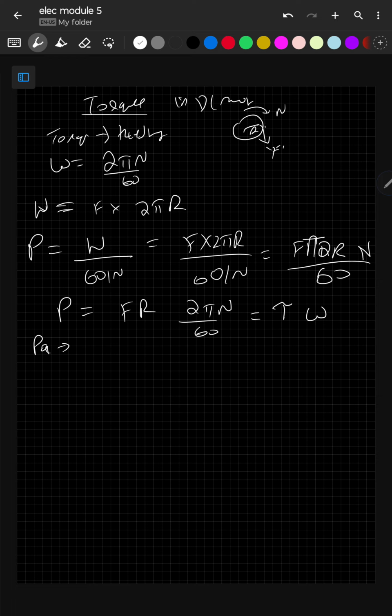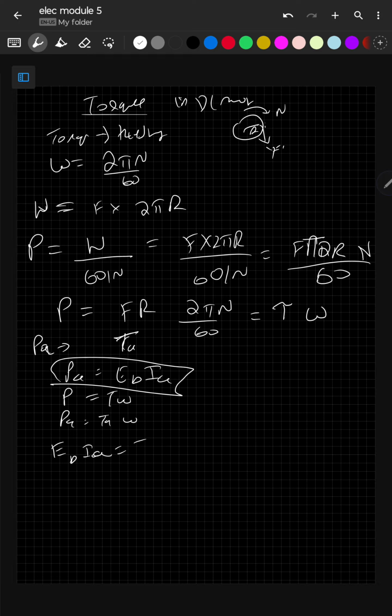Next, PA is the gross mechanical output across the armature, and TA is the gross torque across the armature. From there we have to understand that PA equals TA omega. Before this you have to write this relation: PA equals EB into IA. P equals T omega, so PA equals TA into omega. So EB, this thing you don't forget. PA equals EB into IA, so EB into IA equals TA omega.